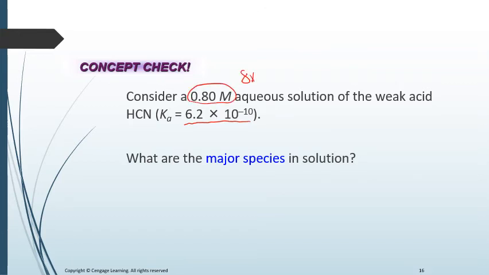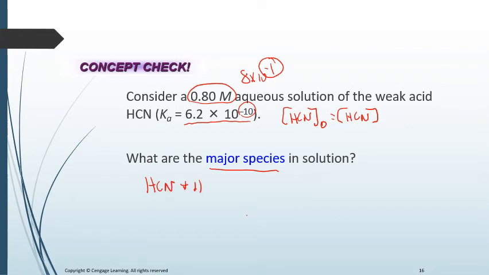0.80, we could rewrite that as 8 times 10 to the minus 1. Because this is minus 1 versus minus 10, the difference in my exponents, just think of the number line, is 9. So therefore, I know the change in x is going to be very small. In this case, we could say that the initial HCN concentration would be the same as the equilibrium concentration of HCN. As far as what the major species in solution are, you would have the HCN and the H2O, and it would form just a little tiny bit of H3O plus and CN minus.